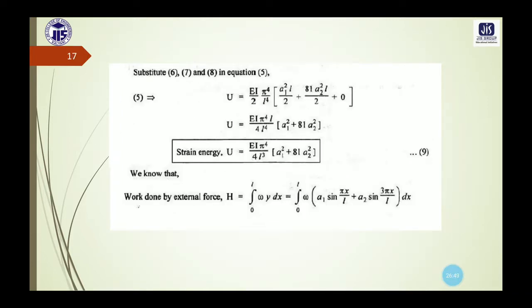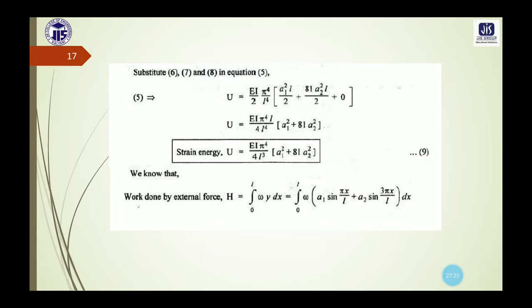So that means if we put the values of these three different integrations in equation number 5 of strain energy, then we are getting the final value of the strain energy, that is EI pi to the power 4 by 4L cube into a1 square plus 81 a2 square, which is equation number 9. So this is the completion of step 2 here.